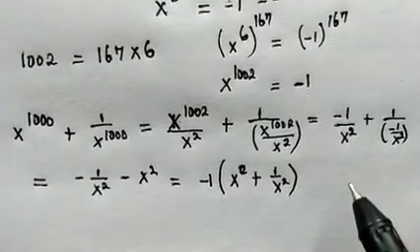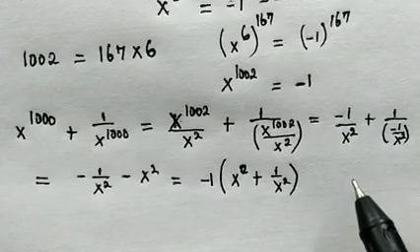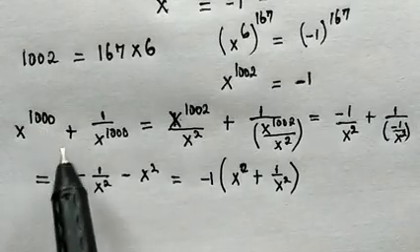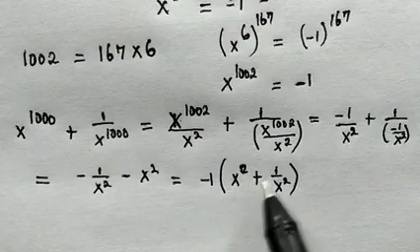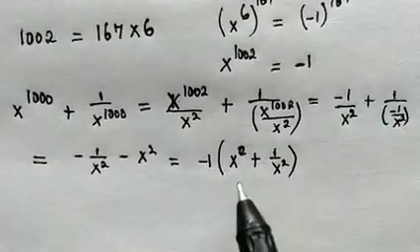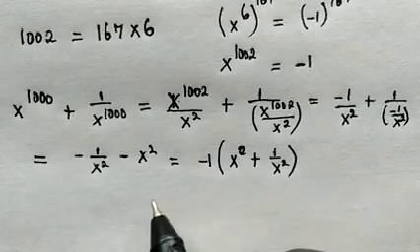So we can see this is a brute force approach. Yes, this is indeed a brute force approach. So we can see that the value for x to the power of 1000 plus 1 over x to the power of 1000 is same as the value of x squared plus 1 over x squared times -1. So now, the major thing to do now is to find the value for x squared plus 1 over x squared. Let's go back to the original equation.